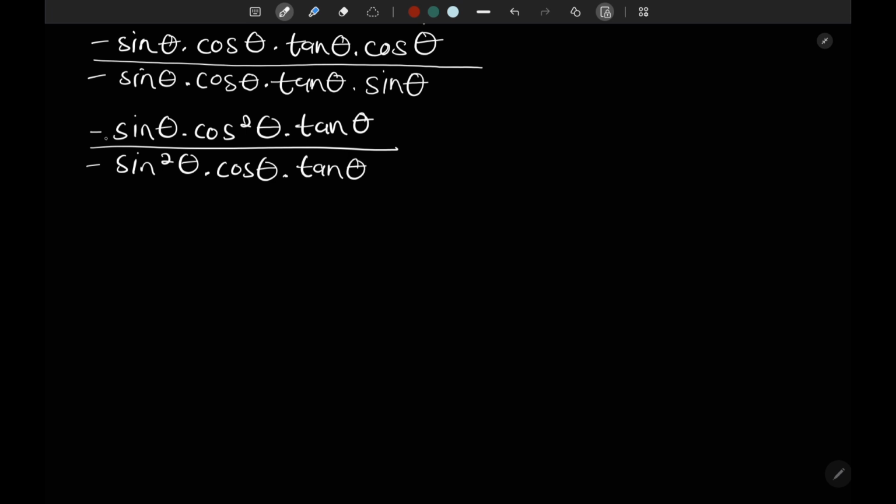Now let's cancel. We have a negative times negative. Those cancel each other out. Then we have sine theta divided by sine theta. Cos squared theta, do you have another cos theta? Yes, there's a cos theta. Then tan and tan, those cancel each other out. What are you left with? Your answer should be, in the numerator we have cos theta, because we took out 1 over sine theta.